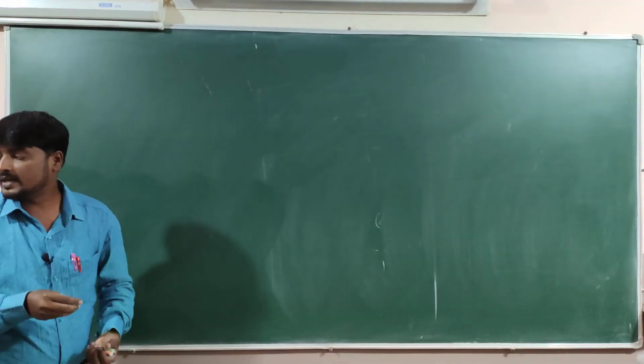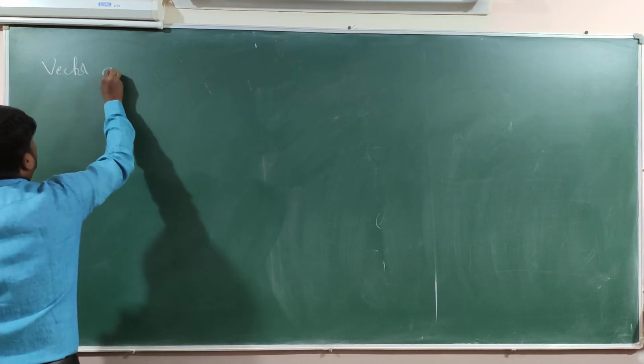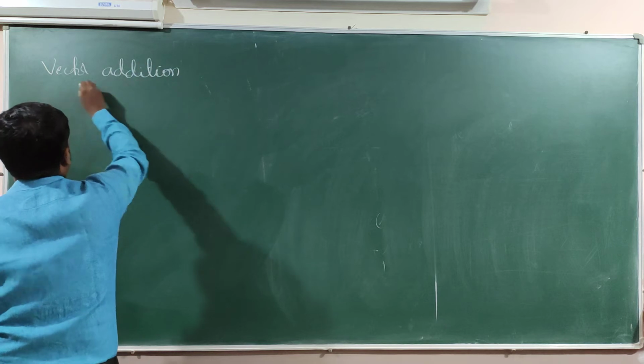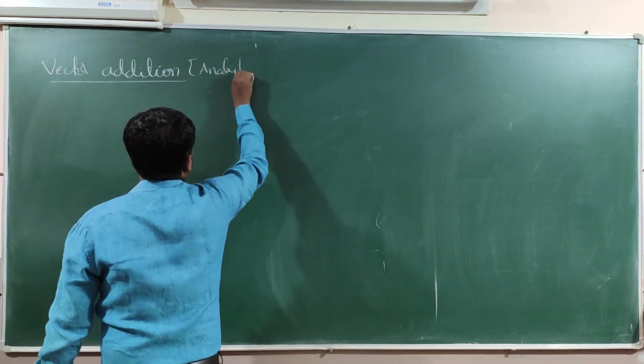What is the heading here? Vector addition, analytical method. Which method are we using here? We are using the analytical method.